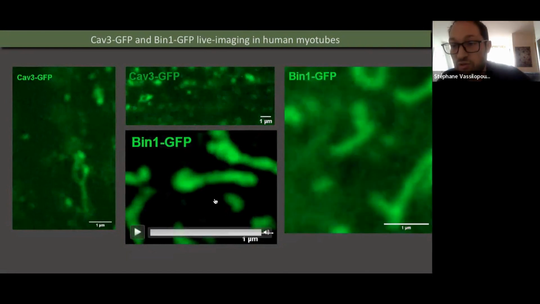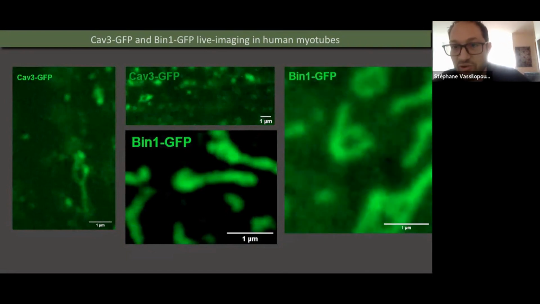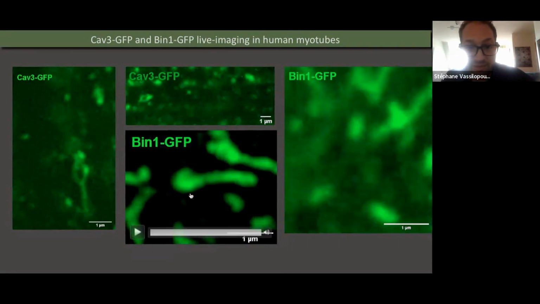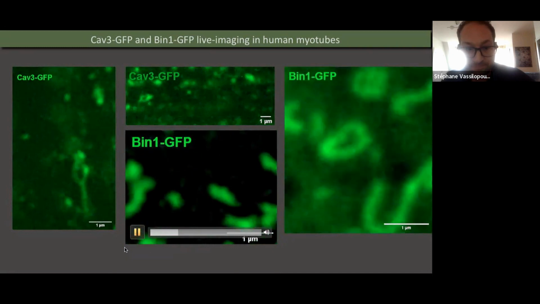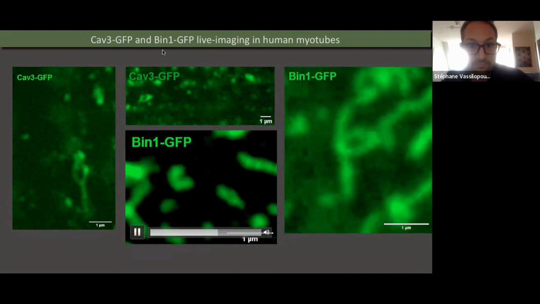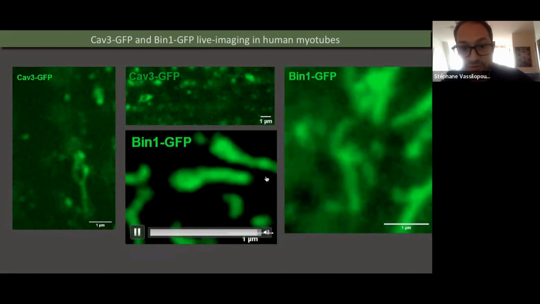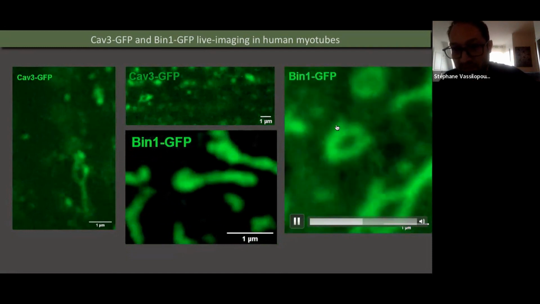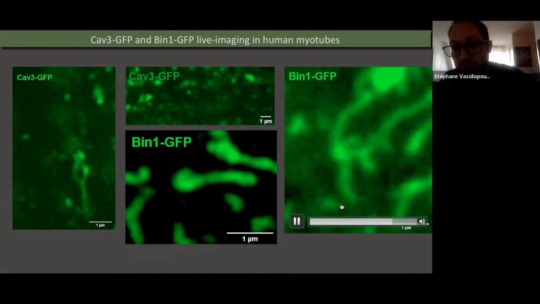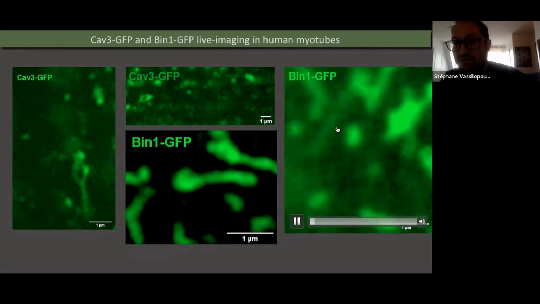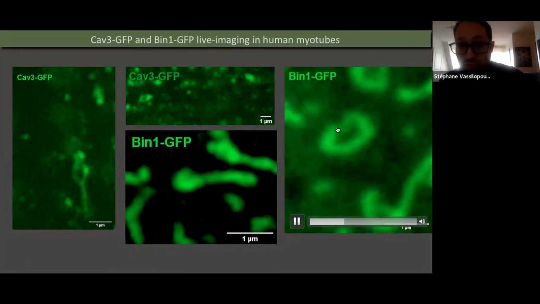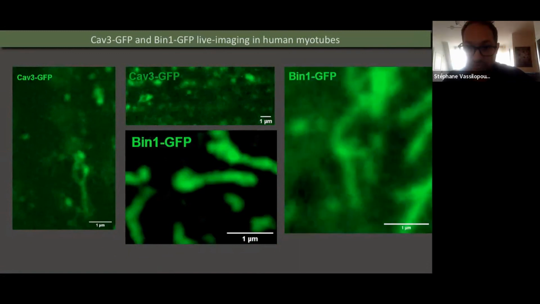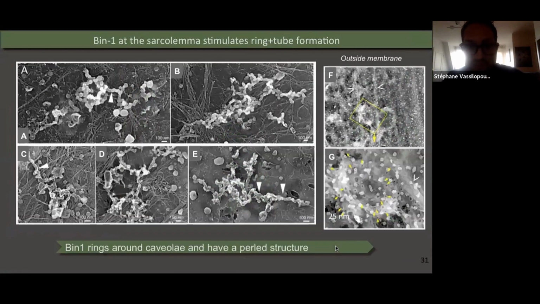With bin1, when you overexpress bin1, it has such a strong tubulating capacity that the whole cell is full of tubes and rings. And so here it was much easier to find it. You have this ring, it forms, and then the tube leaves. And the same example here, and this one, I like it a lot as well, because you have one ring, but then you have two tubes leaving, or even three tubes leaving from the same ring. So to us, this was a real confirmation that this was not just in our heads, but this was a physiological mechanism that was relevant.